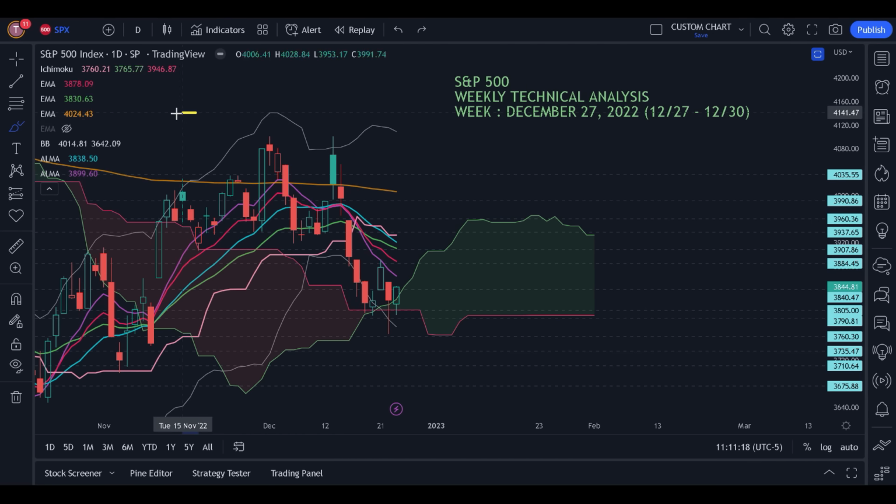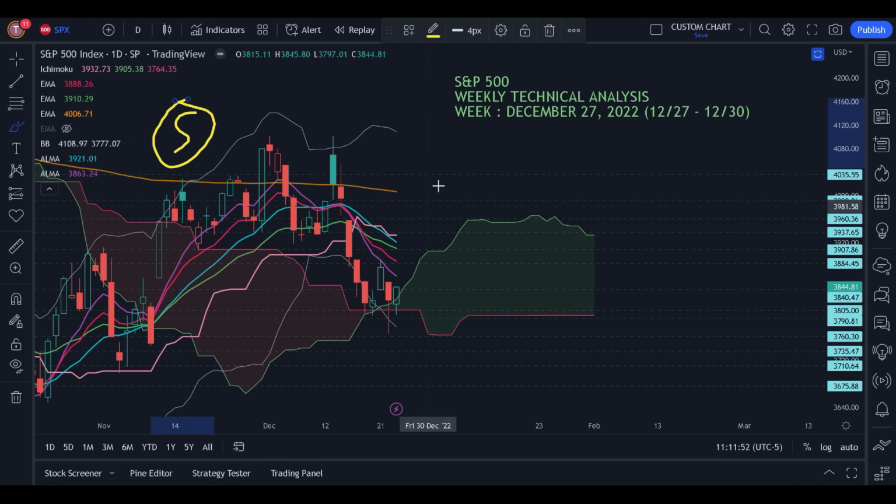So guys, this fifth point of the agenda is the probable movement of the S&P 500 in the coming week, that is the last week of December, from December 27th, Tuesday, to December 30th, Friday. And guys, when I say the probable movement of the S&P 500, this also includes the probable movement of the Dow Jones, the Nasdaq, and the entire stock market.